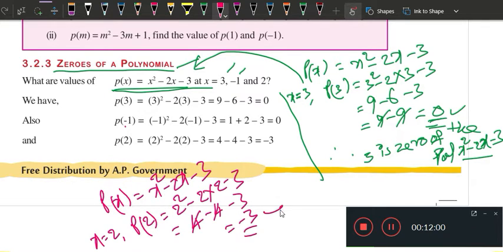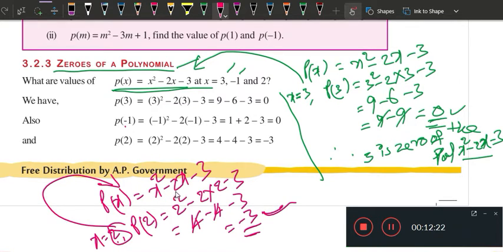Is it a zero? No. When we substitute 2, finally we get minus 3. So 2 is not a zero of this polynomial.